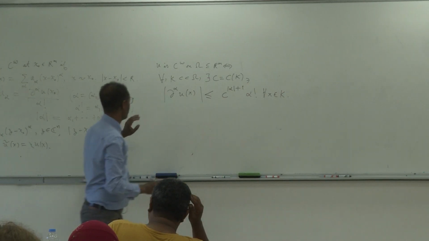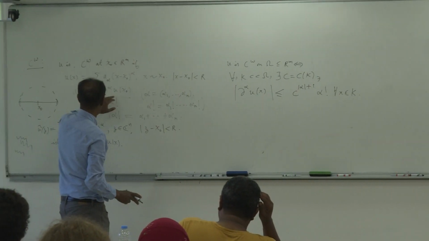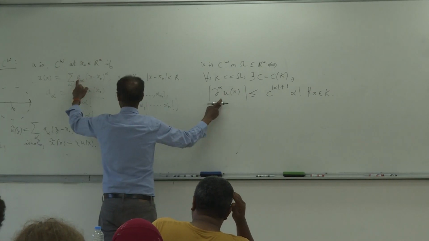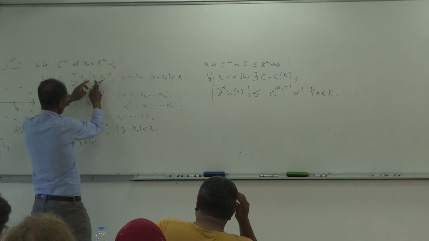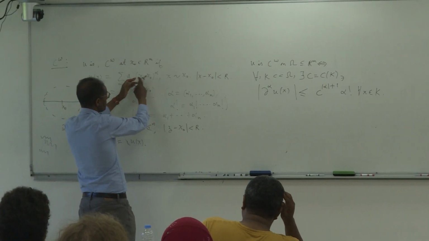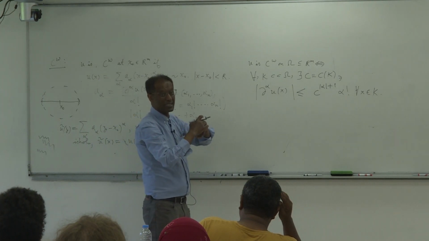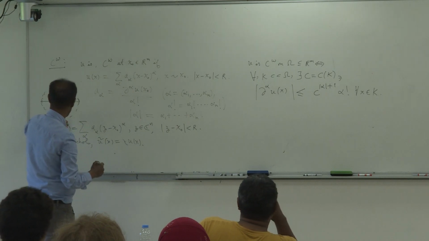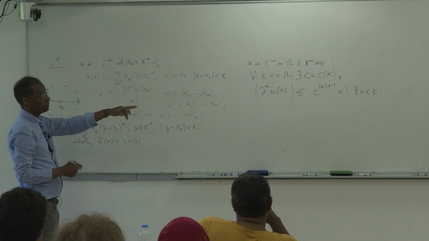Okay? If the alpha derivatives are controlled by this, if I insert alpha derivative divided by alpha factorial, then they're controlled by C to the power of alpha plus 1. So if x is close enough to x naught, the series will converge. Conversely, if u is real analytic, I just showed you, it means it's a restriction of a holomorphic function, then you can use the Cauchy integral formula to prove this.